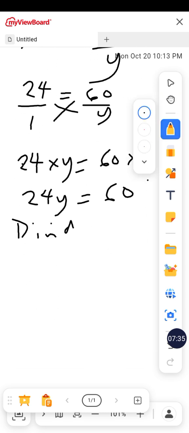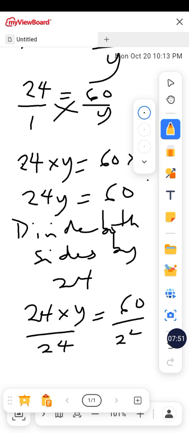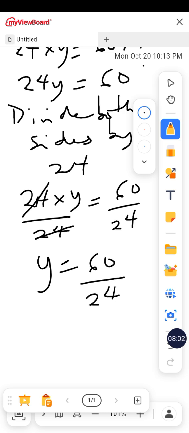I divide both sides by 24, so that I have 24 multiplied by y over 24 equals 60 all over 24. So over here 24 cancels 24, and I have y equals 60 over 24. It's not in all cases that you'll be having a whole number. Just cut and cut where possible. 2 goes in 24, that's 12. 2 goes in 60, that's 30. 2 goes in 12, 6. 2 goes in 30, that's 15.